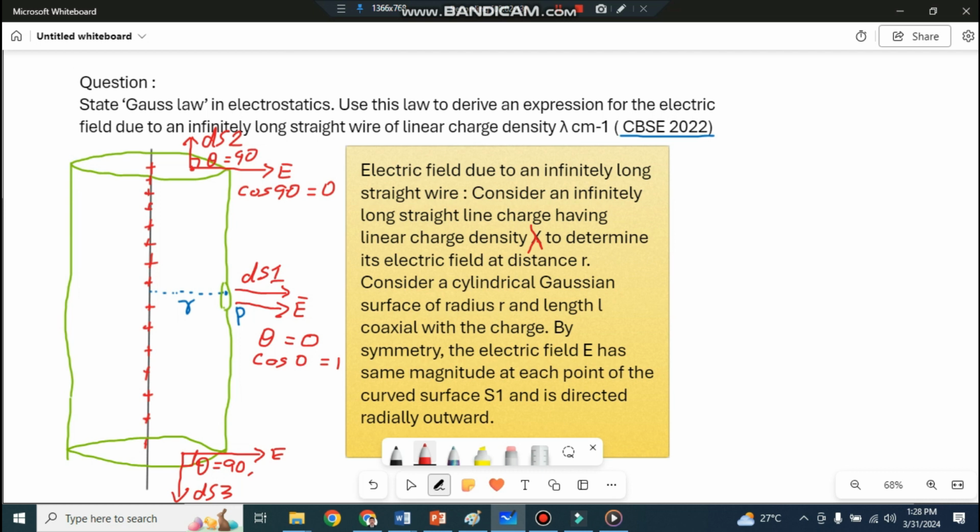Gaussian surface of radius r and length L, coaxial with the charge. By symmetry we can say that the electric field E has the same magnitude at each point of the curved surface. Complete the sentence like that. After that we have to do the mathematical part.